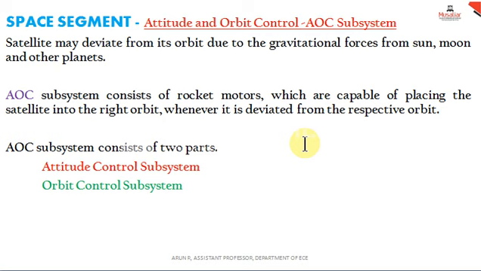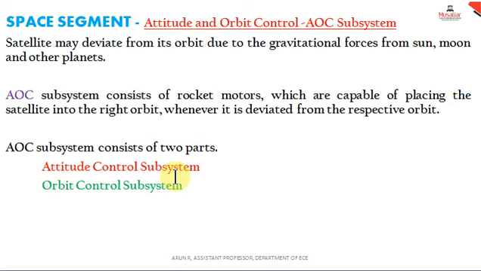This AOC subsystem consists of two parts, that is attitude control subsystem and orbit control subsystem. Attitude means a position relative to some point, like altitude itself. Altitude has the same meaning, some position. The AOC subsystem has two control subsystems, attitude and orbit, so respectively it can be classified into two parts as attitude control subsystem and orbit control subsystem.